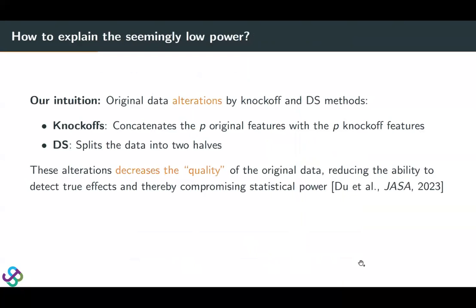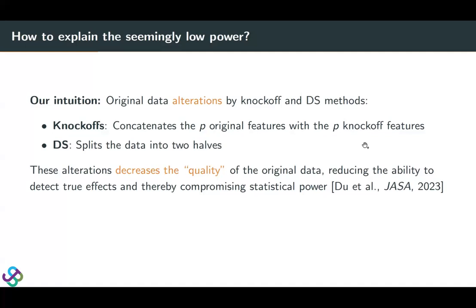So this gives us some intuition or guess that there might be a low power issue because they don't find many discoveries. And our intuition is that the low power was due to the alteration to the original data, because they're not fitting a model on the original data. Instead, knockoff fits a model on the concatenated data, where the P original features are concatenated with the P knockoff features. And we know the P knockoff features have no signals. So you're adding noise to the data.